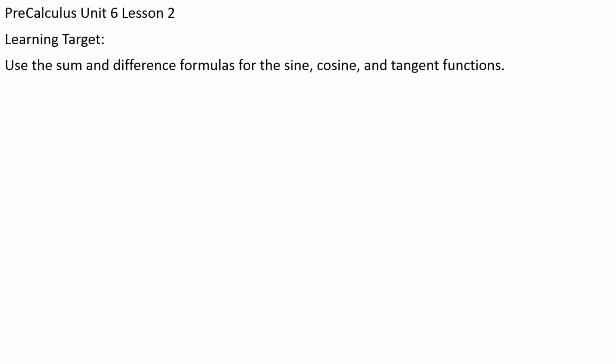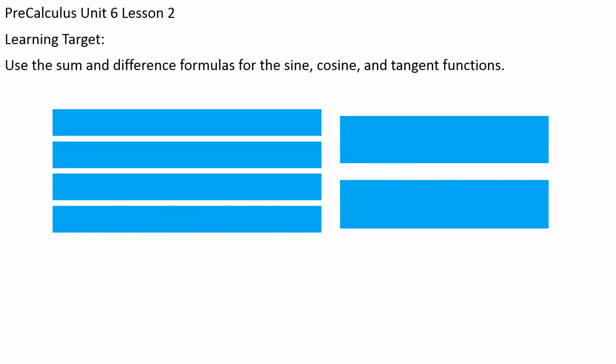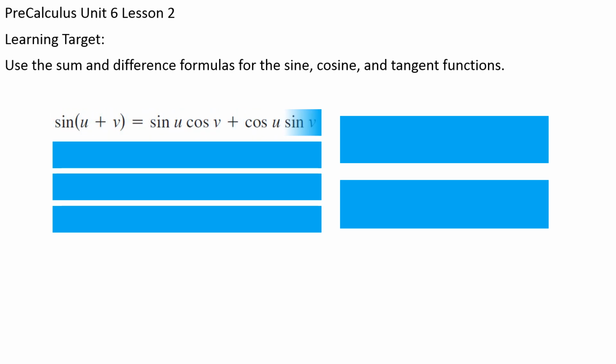Okay, our next lesson, lesson number 2 of unit number 6. We'll be using the sum and difference formulas for the sine, cosine, and tangent functions. So, what do these look like? Well, sine of u plus v is equal to sine u cosine v plus cosine u sine v.